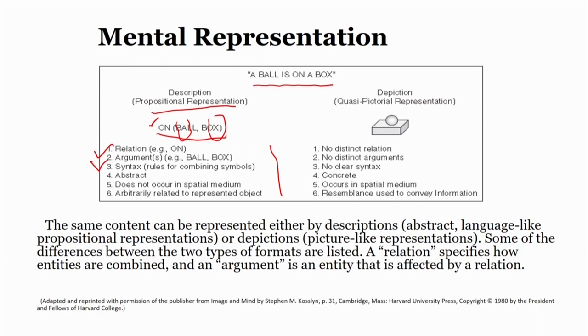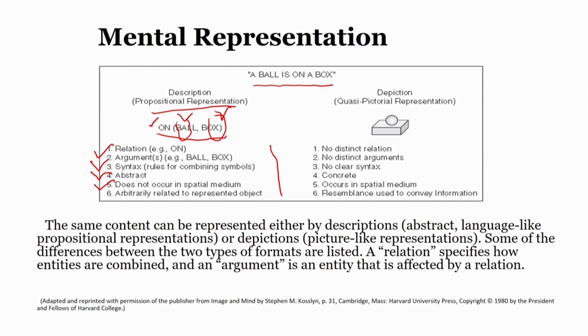What is the syntax of connecting? Now, if I just write on ball box, it is not going to make any meaning. There is a syntax to it. A syntax says that one ball, a ball, it could be anything, on which is the connector, a box. So, this ball is basically on the box. When I am saying that, I am talking about the particular ball, the particular box. Then the abstract, what is the abstract? The ball on the box, the shapes of the ball and the box.